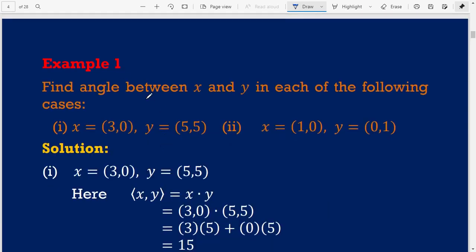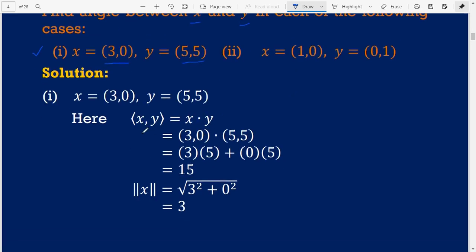Now we see the example on angle between x and y. Find the angle between x and y in each of the following cases. First example, x is equal to (3, 0), y is equal to (5, 5). Solution: let x is equal to (3, 0) and y is equal to (5, 5).